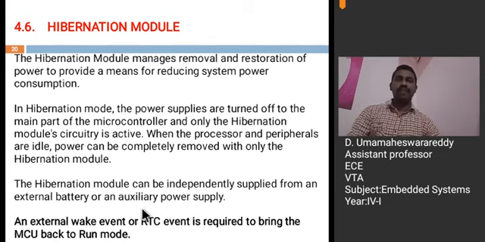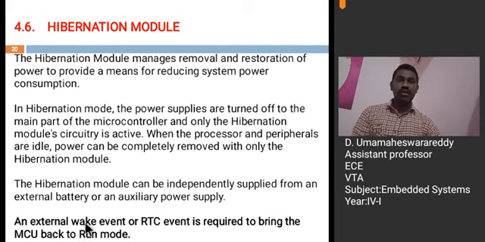And see, next, how does the hibernation module bring the processor or peripherals into the active state? What the hibernation module does when they are idle is disconnect the power supply, no? Then when it connects the power supply, or brings them into the active state, there is an external wake up signal, a wake up pin.